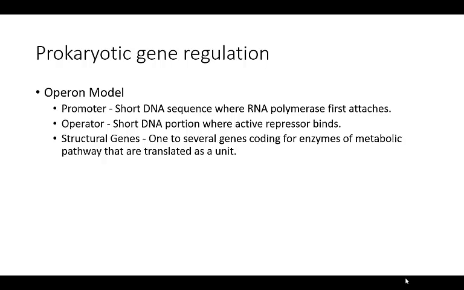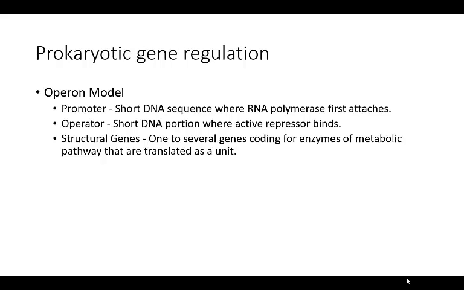So in prokaryotes, remember they don't have a nucleus. So as soon as they have an RNA for a product, they can immediately begin to translate that. They're mostly going to be regulating things at the transcriptional level. So for prokaryotes, they will tend to cluster genes together in this operon model.